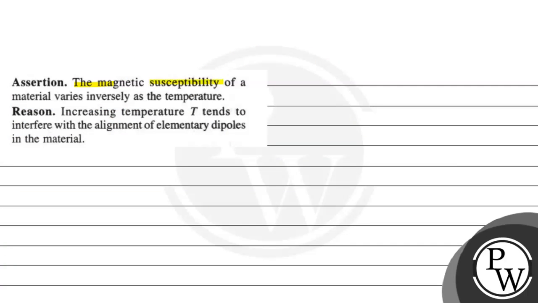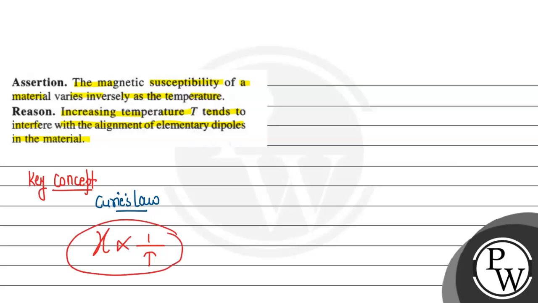The magnetic susceptibility of a material varies inversely as the temperature, and increasing the temperature tends to interfere with the alignment of elementary dipoles in the material. Okay, so what is the key concept here? The key concept is basically Curie's law. Curie's law says that magnetic susceptibility is inversely proportional to the temperature. If temperature increases, because it is inversely related, the magnetic susceptibility decreases.